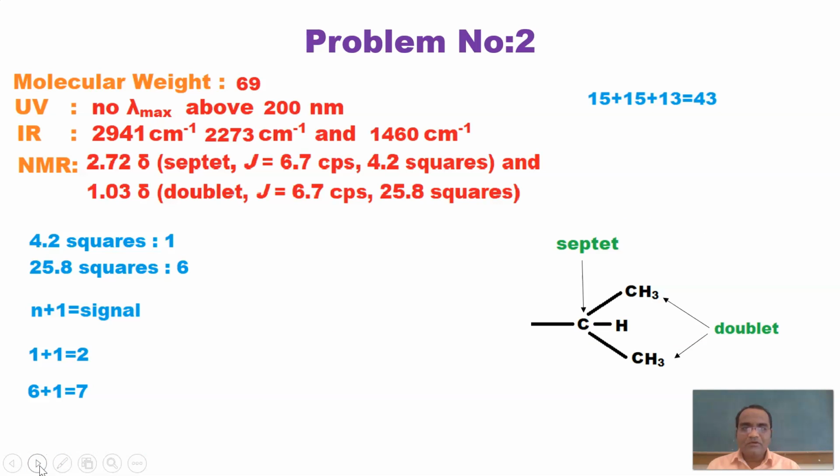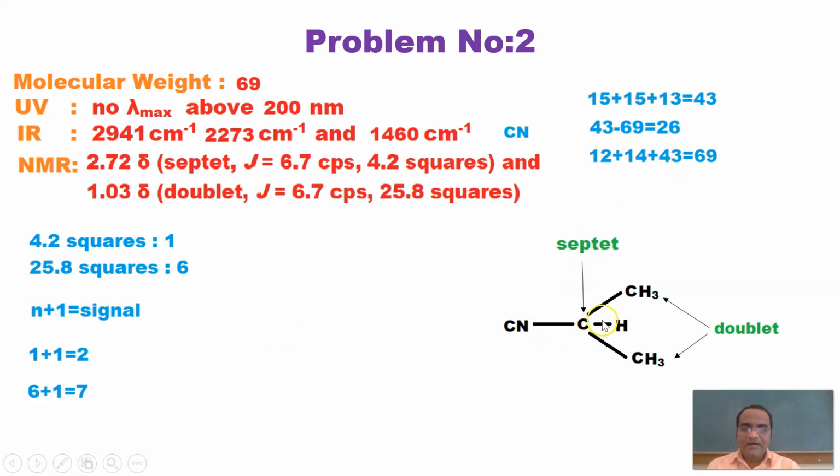Now if we calculate the molecular weight, 15 for CH3, 15 for CH3, and for CH, that is 13, so it becomes 43. Now the remaining molecular weight from 69 minus 43 is 26. Now if we look at the IR data, it is showing that it should have a cyanide. So we'll put a cyanide and see whether the molecular weight of cyanide is matching or not. So 12 plus 14 plus 43 becomes 69. So now the structure is correct.